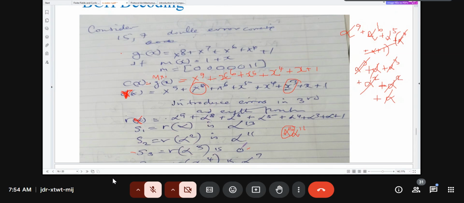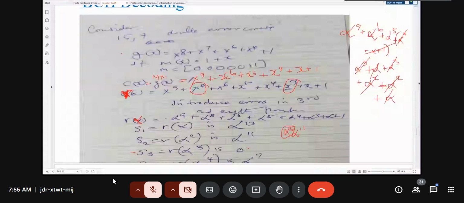Excuse me, sir. Yes. I'm having a problem realizing how you come up with the received polynomial, the R of X. Would you explain how you get this one? Yes. Okay, that's a good question.